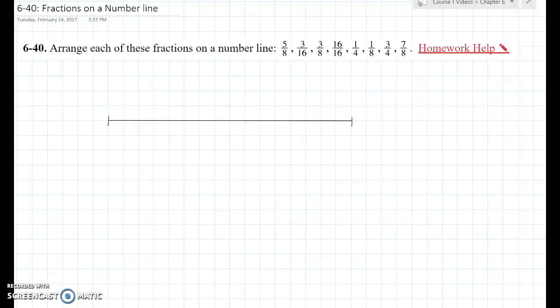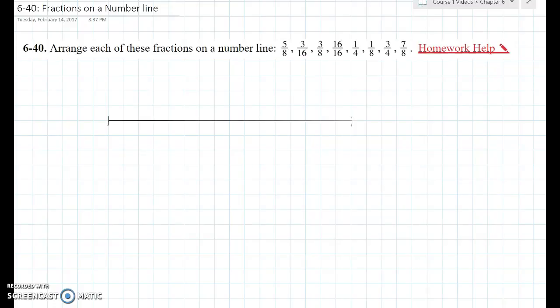All right, everybody, this is a good one. This is problem number 40 from chapter 6, arranging fractions onto a number line. First thing I really stress is having graph paper is really nice, so you can make your tick marks nice and evenly spaced. Each of these can represent a specific interval.